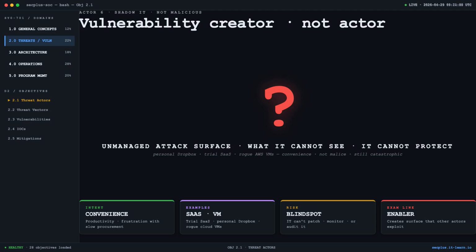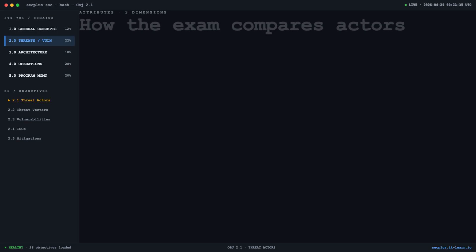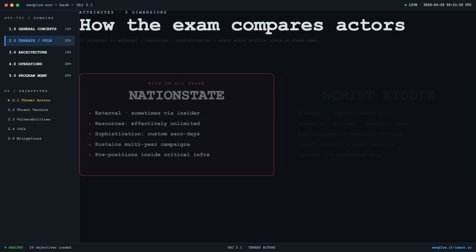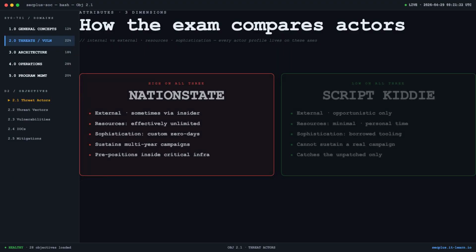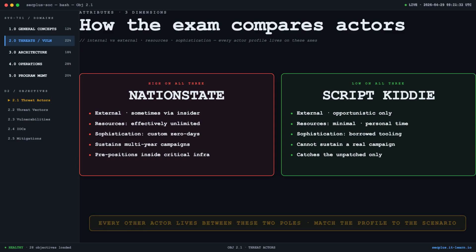Let's talk attributes because the exam loves to ask you to compare actors across multiple dimensions. 3 attributes matter. Internal versus external. Is the actor inside or outside the perimeter? Because insiders bypass perimeter controls and externals have to break them. Resources and funding. How much money and personnel can they bring to bear? Because that determines sophistication and how long they can sustain an attack. Capability and sophistication. What tools and techniques can they actually use? From off-the-shelf commodity exploits all the way up to custom 0 days.